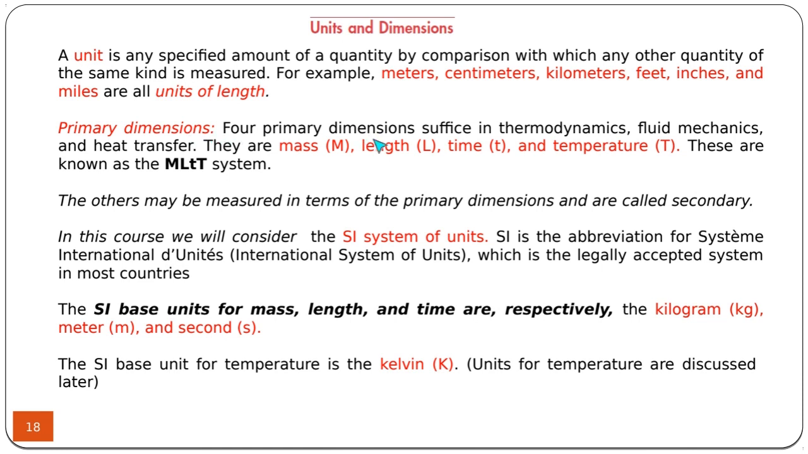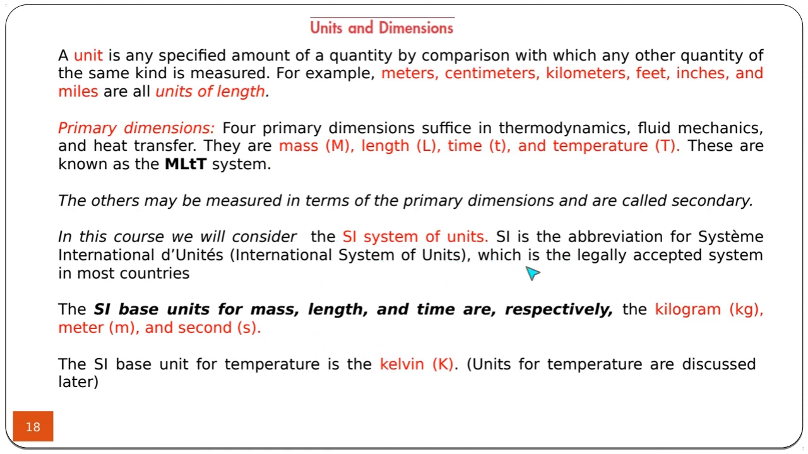Primary dimensions: when we say dimension, they are the characteristic to which a unit is given. For instance, these characteristics are mass, length, time, and temperature. These are the four main characteristics that we are going to use in this course. The capital M represents the mass. The capital L represents the length. Small case t represents the time, and capital T represents the temperature.